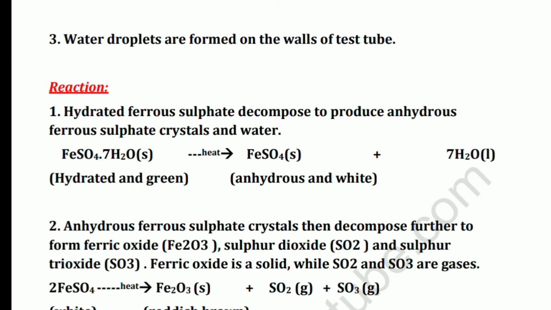And water droplets are formed on the walls of the test tube. So we will also see some water droplets on the walls of the test tube. So this was the activity. Now let's see, why do we see all these observations?